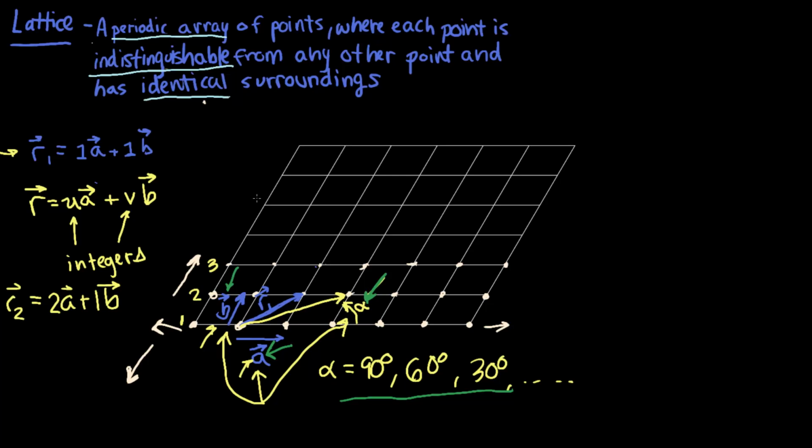Welcome back to Crystallography for everyone. In the last video, we saw the basic construction of a 2D lattice. We defined a lattice vector A and a lattice vector B, and we defined the angle between them.